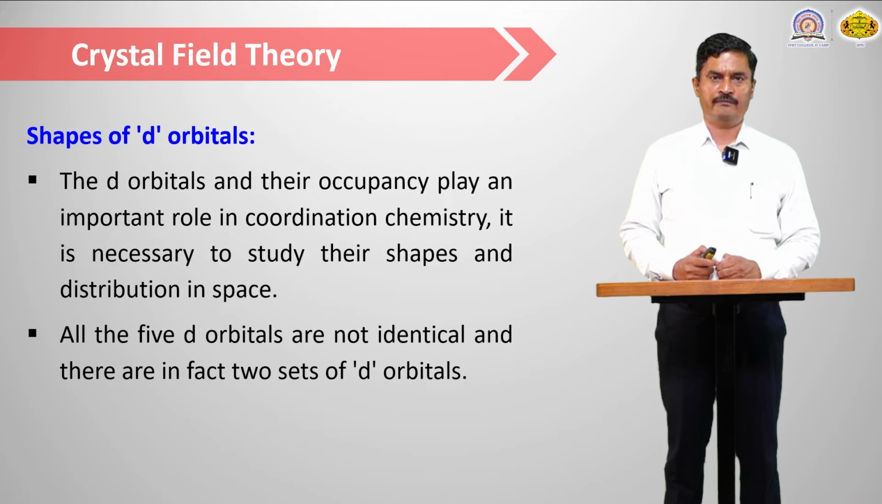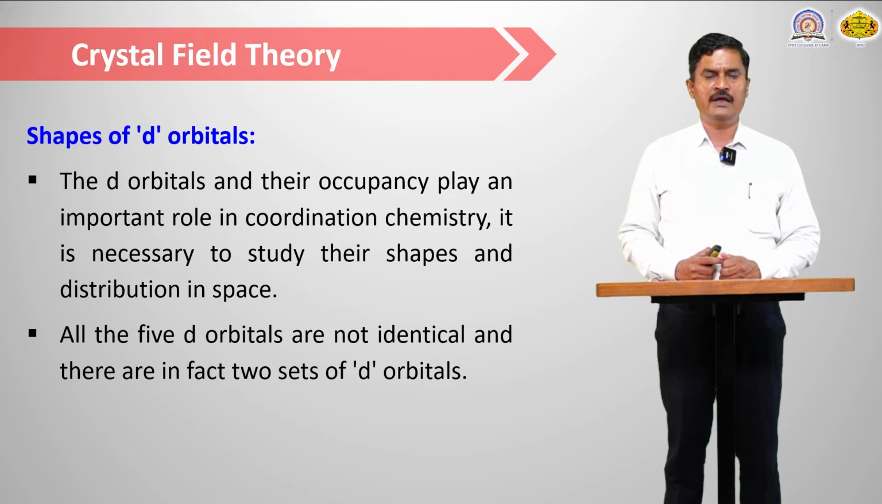Shapes of the d orbitals. This theory depends upon the formation of bonding with the d orbitals, so it mostly considers the d orbitals. There are 5 d orbitals: dx square minus y square, dz square, dxy, dyz and dxz. The shapes of the d orbitals are different. The d orbitals and their occupancy play an important role in coordination chemistry, so it is necessary to study their shapes and distribution in space.